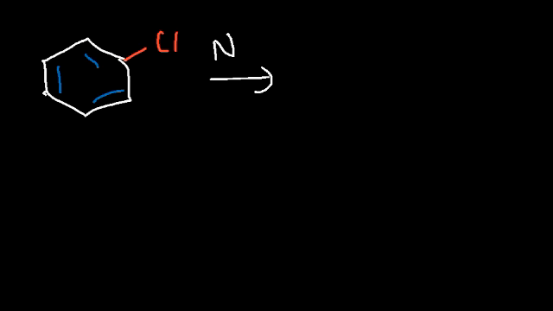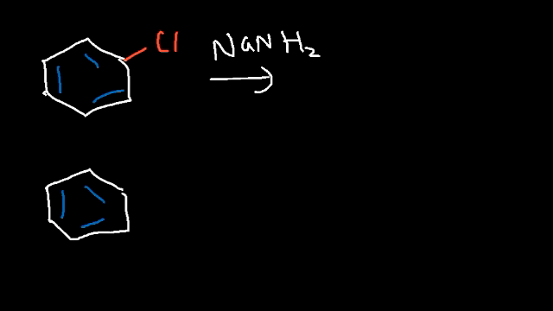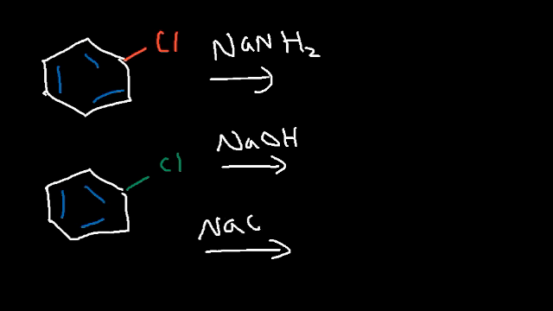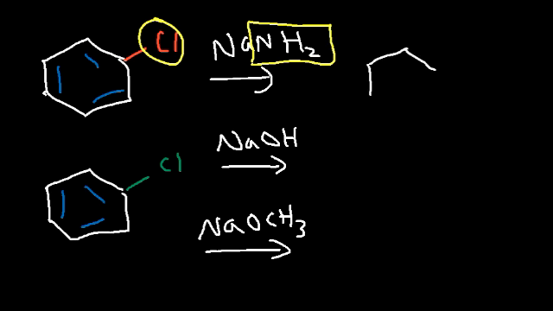So now, let's review what we've just learned. Go ahead and predict the major products for the following reactions. If you want to draw the major product, simply replace the halogen with the nucleophile. The nucleophile that we're adding is NH2. So we're just going to replace the Cl with NH2.